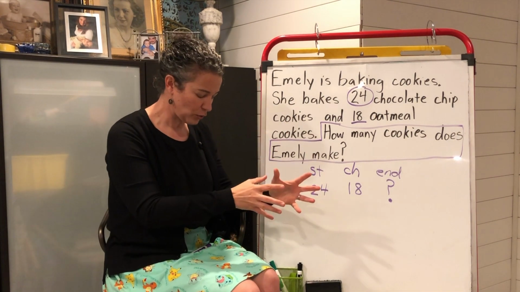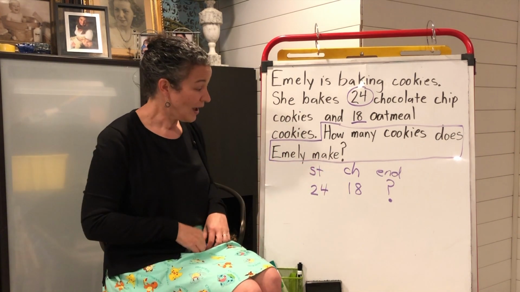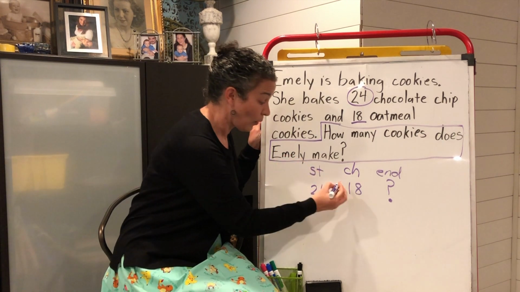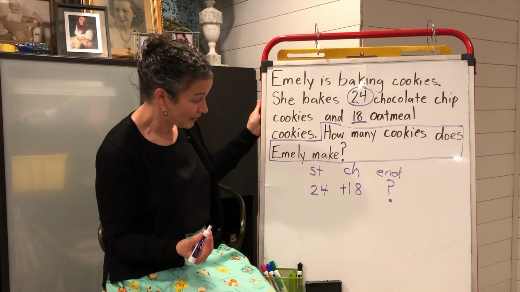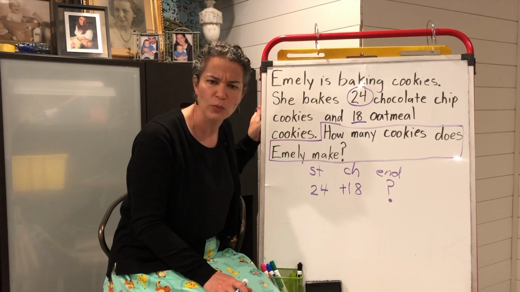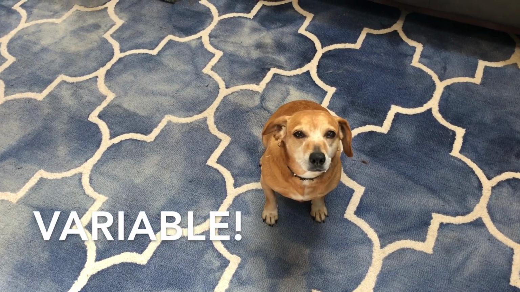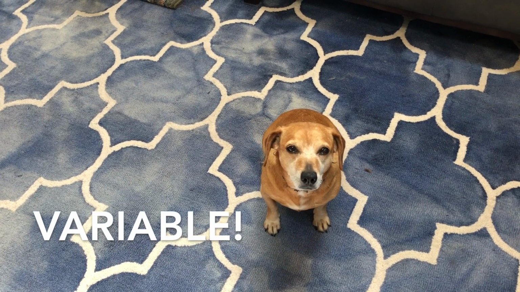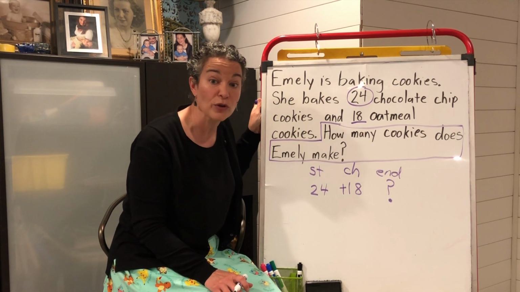We're going to take those chocolate chip cookies. I like chocolate chip cookies. And the oatmeal cookies, and we're going to put them together and see how many cookies we've got all together. So, my friends, we've got 24 plus 18 is going to equal our end. And our end is called a what? What's the thing we don't know called? Penny says it's called the variable. The thing we don't know is called the variable.